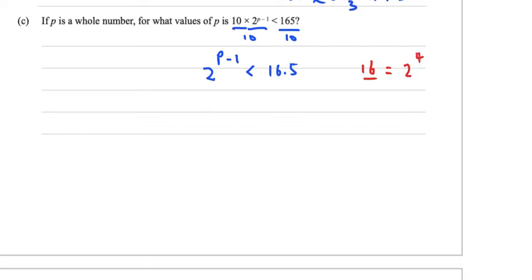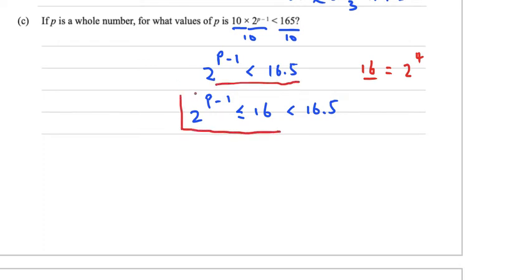Okay, now let's think about this. If I can satisfy 2 to the power of p minus 1 less than or equal to 16, that should actually be less than 16.5, right? We turn that inequality into something that we can handle, rather than use a calculator or other methods, right?